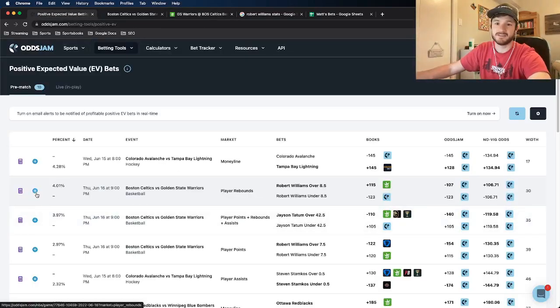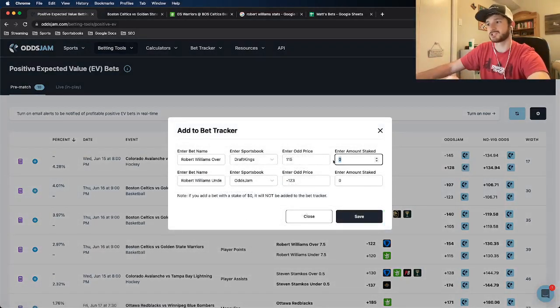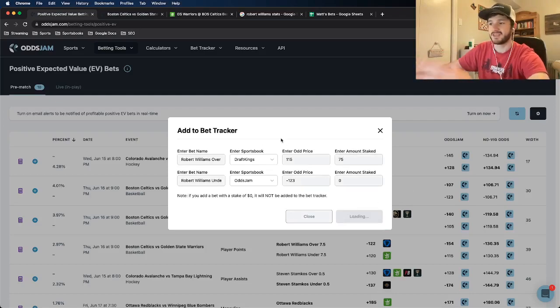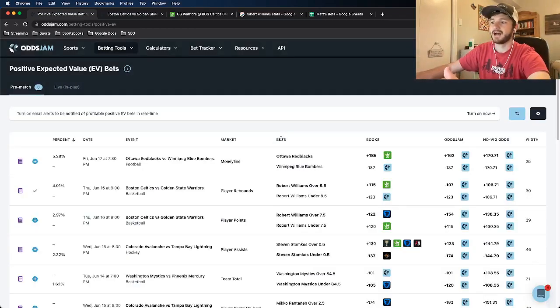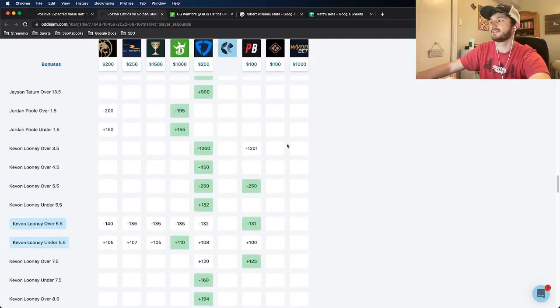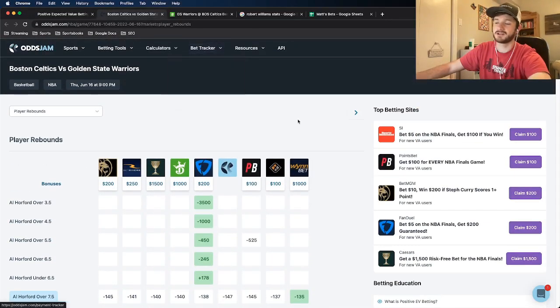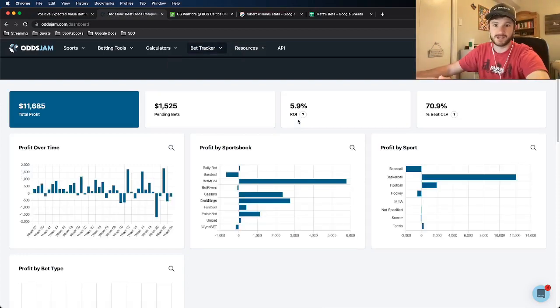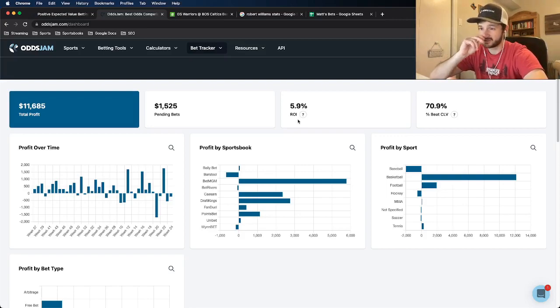Now I just need to add this to my bet tracker and I can scurry on out of here. So click this plus button. Make sure you add it to the correct side. I put $75 on this one and now it's added to my bet tracker. So I know that if the bet wins, it'll go into my total profit and loss, which you can see on the screen here on my dashboard. So all of this information comes from the bet tracker. It's a really awesome, really helpful tool. It's also free to use. So I definitely recommend checking out the bet tracker.